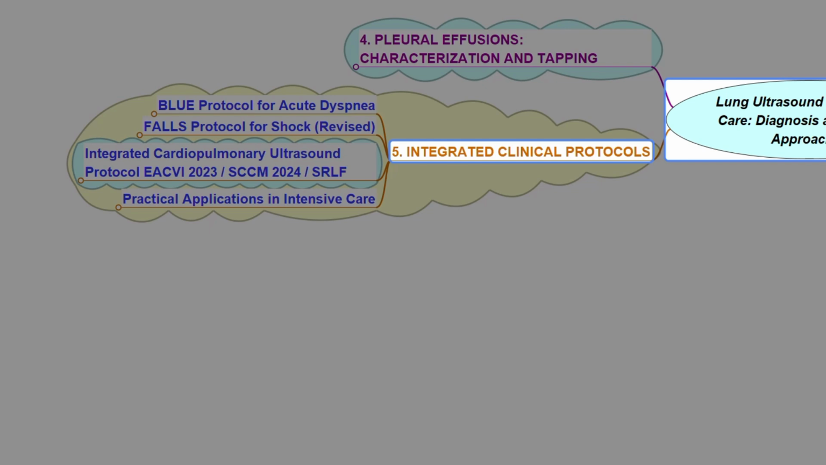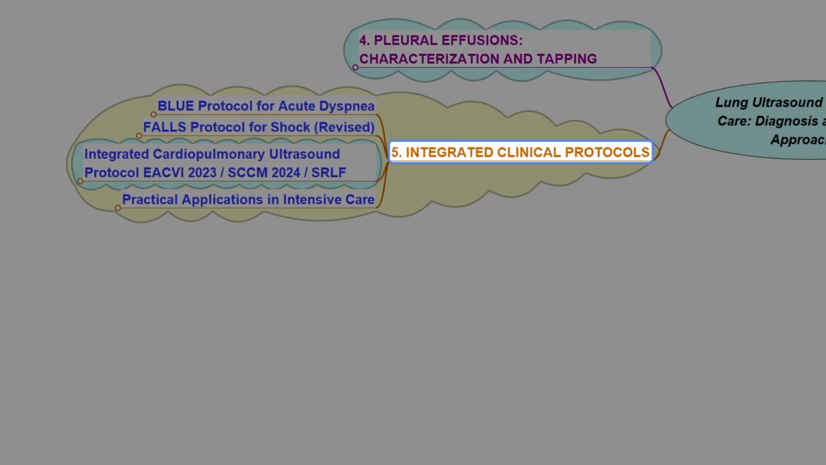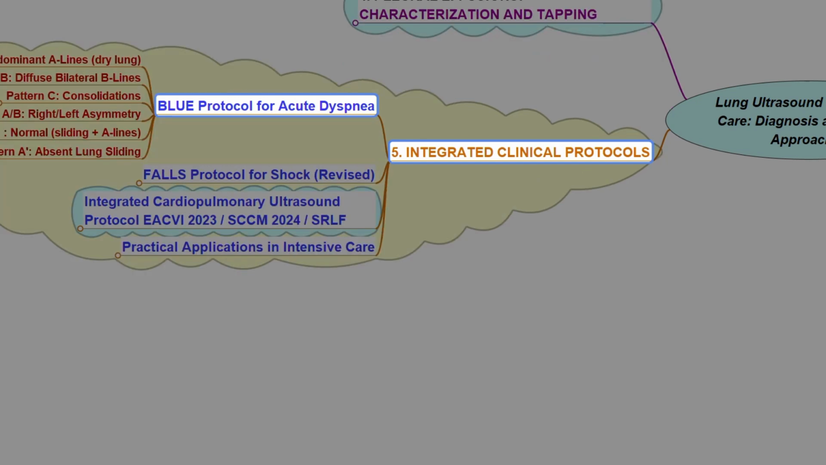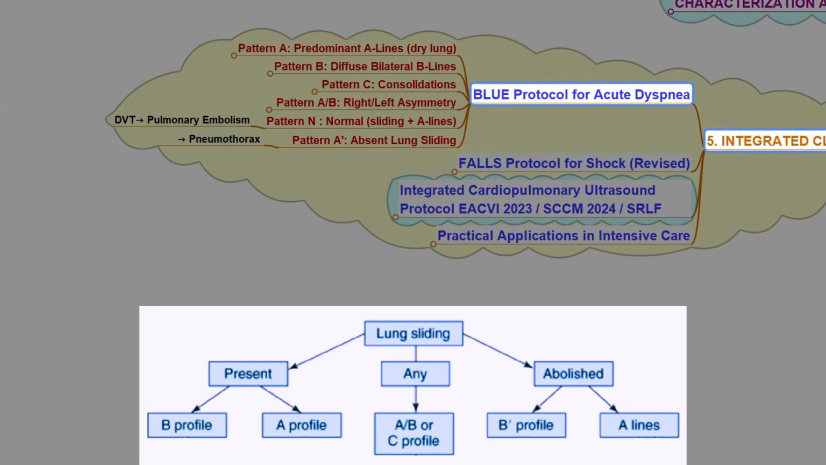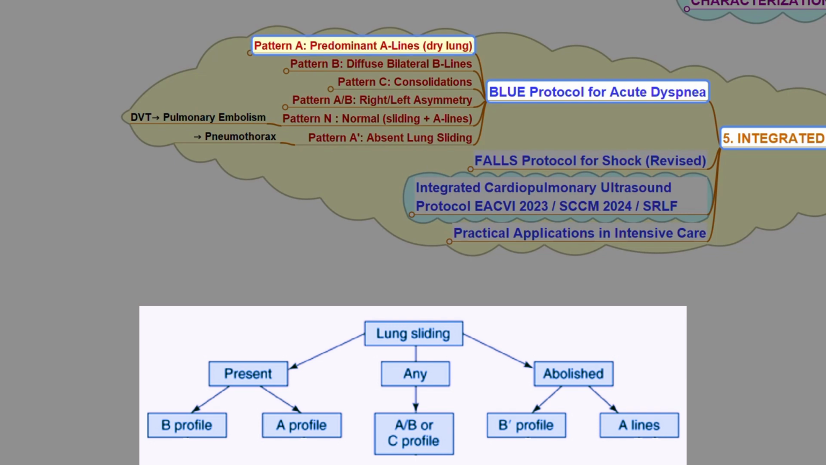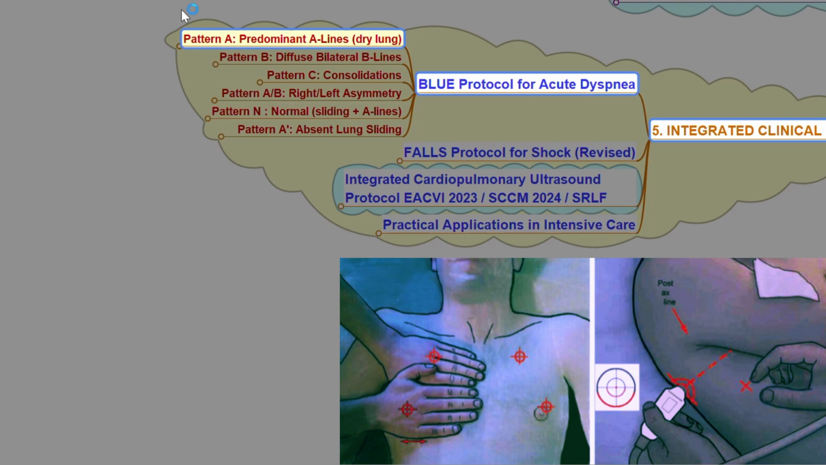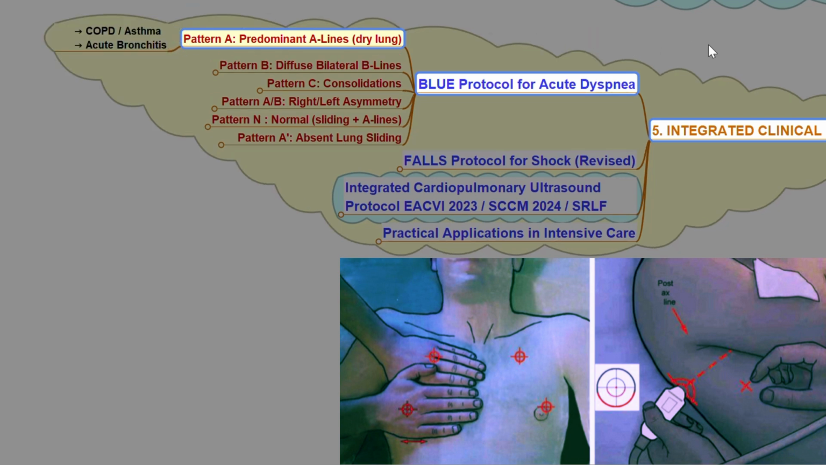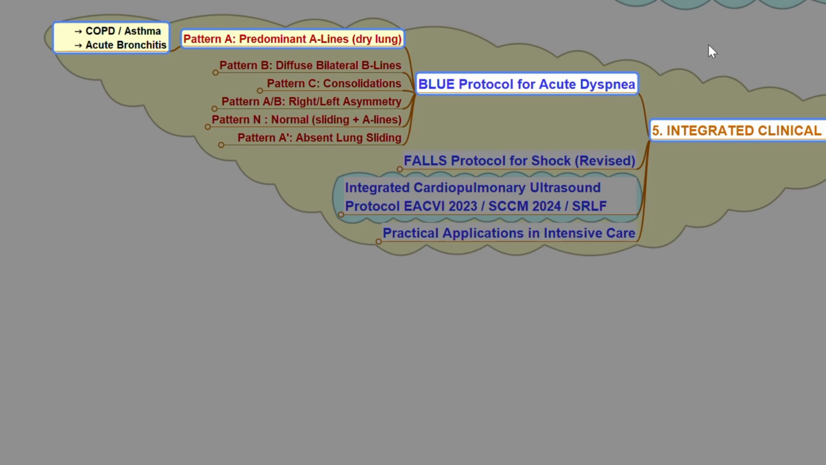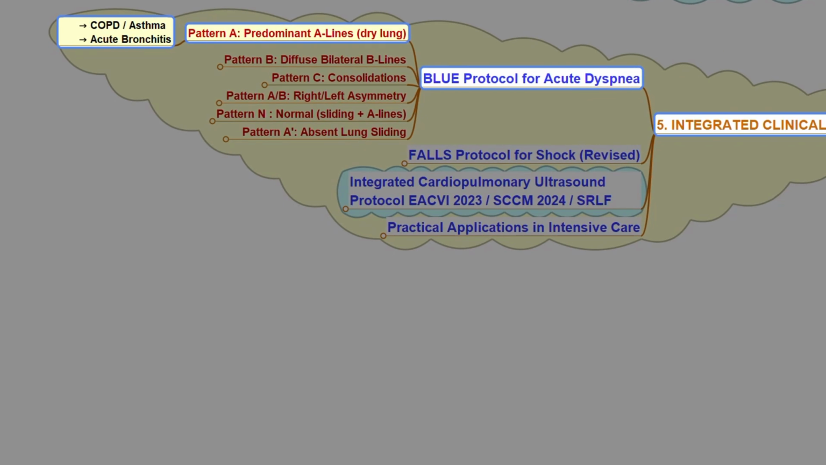First, the BLUE Protocol, which stands for Bedside Lung Ultrasound in Emergency, was described by Daniel Lichtenstein. It allows clinicians to determine the cause of acute dyspnea within minutes based on specific ultrasound patterns observed in standardized chest zones: anterior, lateral, and posterolateral areas. Each echographic profile or pattern points toward a main cause of respiratory failure.